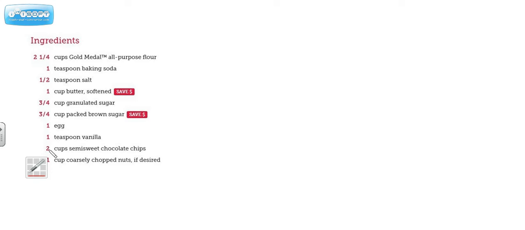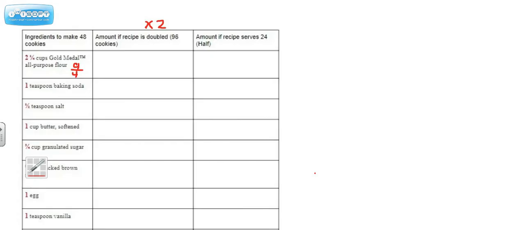Now the other hypothetical scenario is you're having a huge party and 48 cookies isn't enough and you want to double the recipe. Now on the next page, there's a table that you're going to fill in, and we're going to pretend you're in that situation of needing to double the recipe and also finding half of the recipe. So let's start with doubling. What does double really mean? It means multiply by 2.